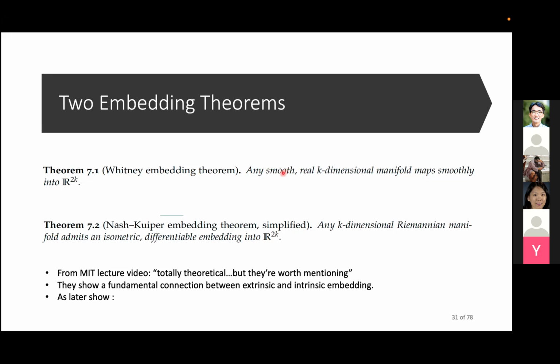Yeah, so I don't really have any visualization or any proofs really. It's just stated. And the second one is the Nash embedding theorem: any k-dimensional Riemannian manifold admits an isometric differentiable embedding. So it's basically built upon this one. This one says it's smooth. And this one says if you have a Riemannian manifold, then you can have an embedding that's isometric and differentiable.